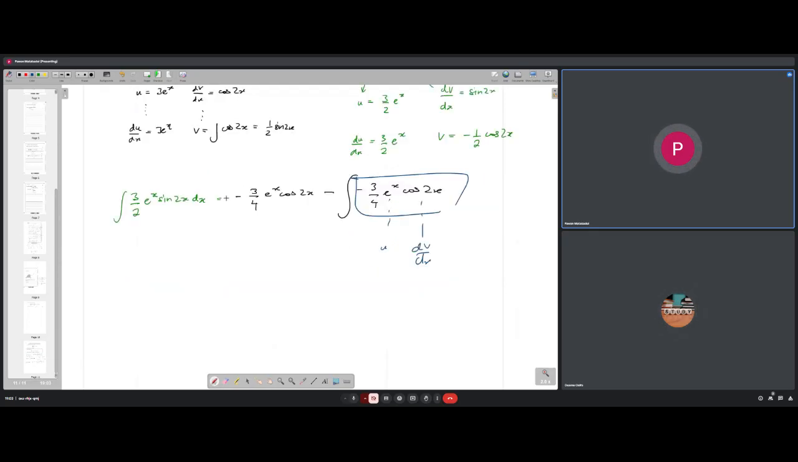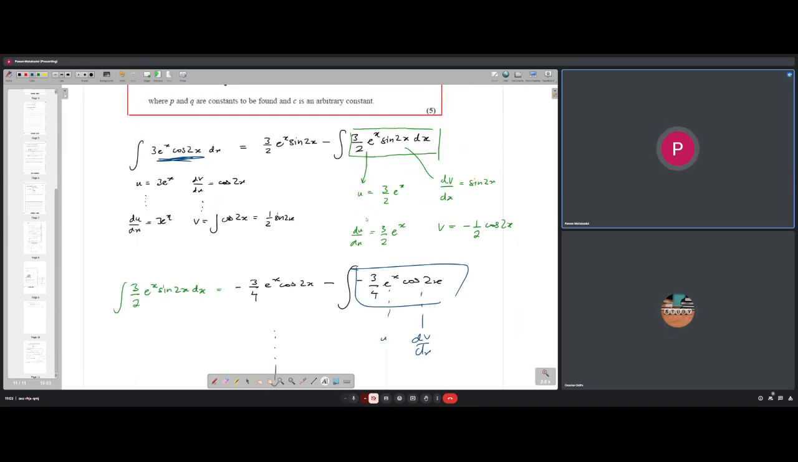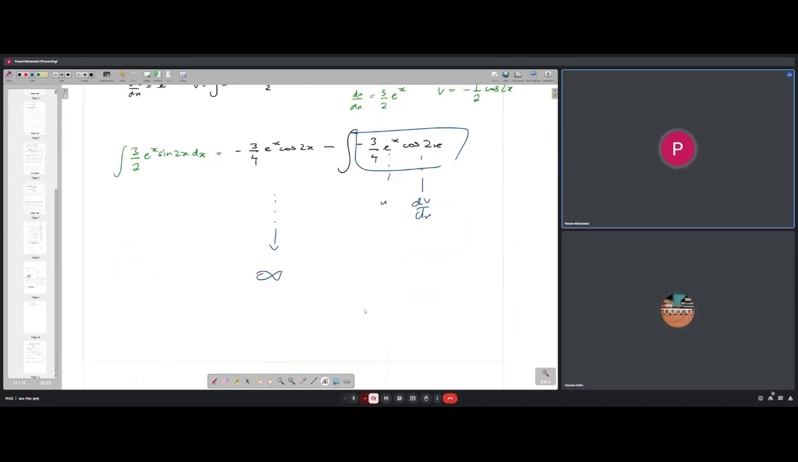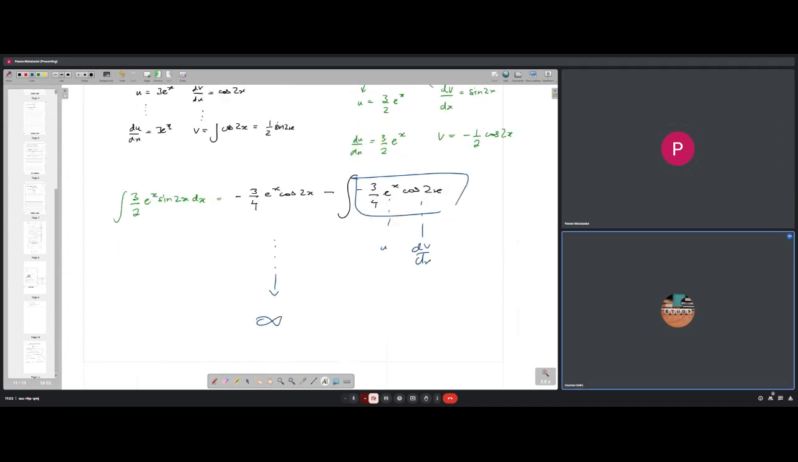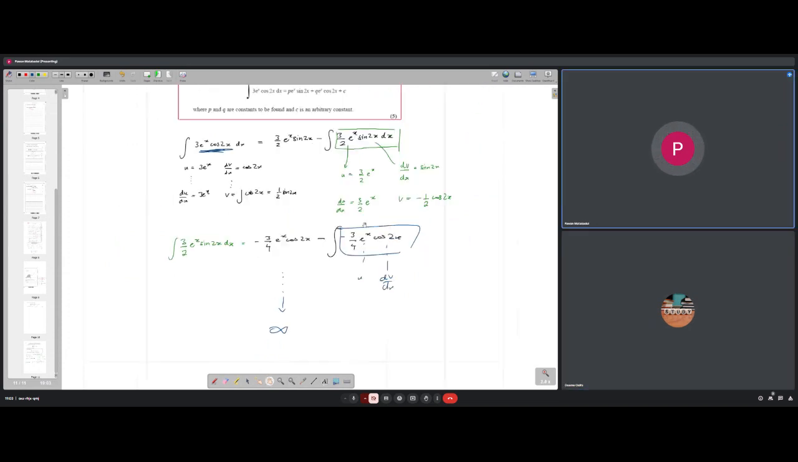So if we were to do this again and again and again, we would just end up doing this an infinite number of times. It's just an infinite recursion, right? So if we were to do by parts, we would keep going on forever. So that's a dilemma we have. This is a paradox we have, right? So this question feels impossible, doesn't it? How are you supposed to solve this?